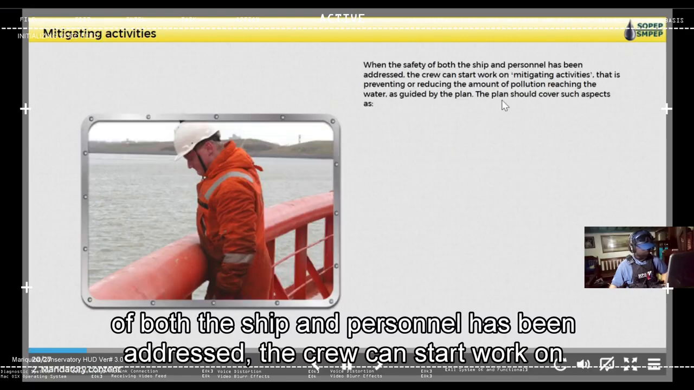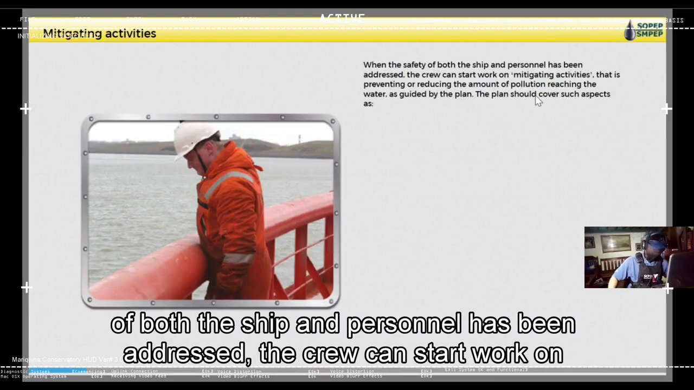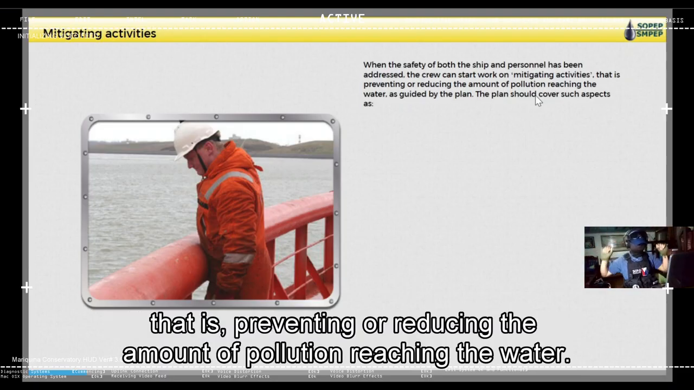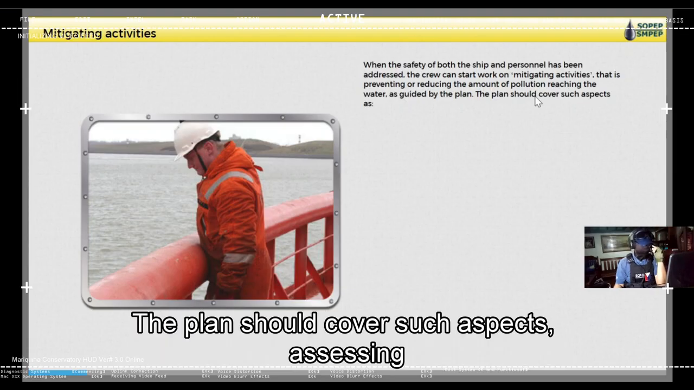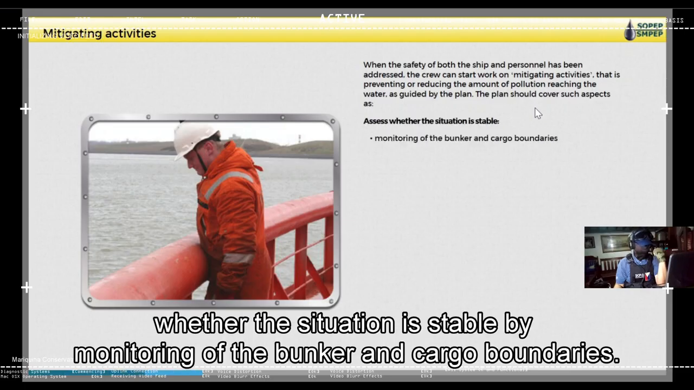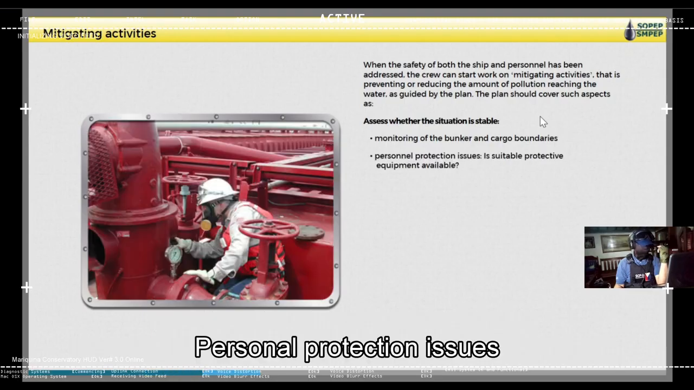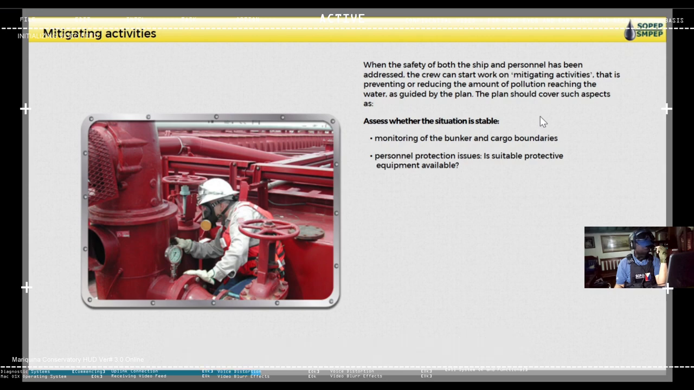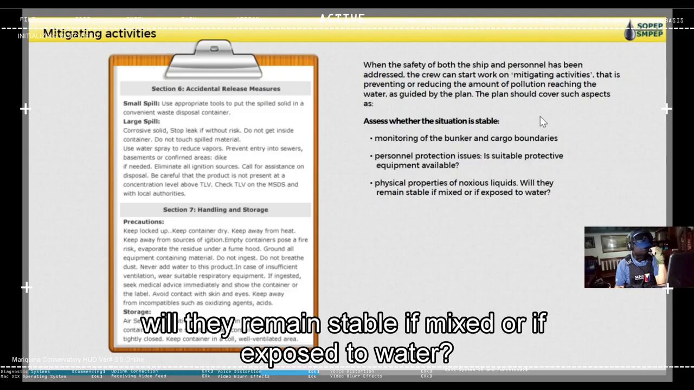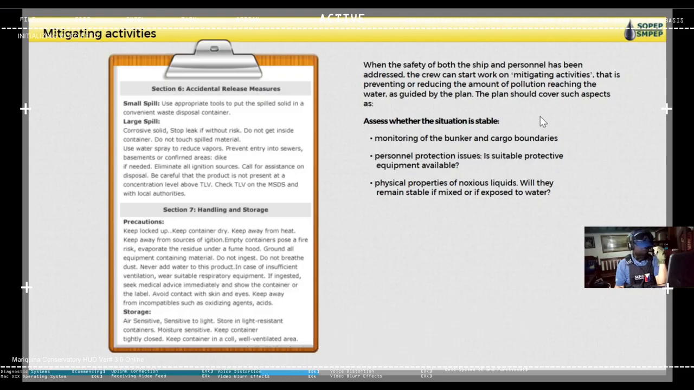When the safety of both the ship and personnel has been addressed, the crew can start work on mitigating activities. That is, preventing or reducing the amount of pollution reaching the water. The plan should cover such aspects as assessing whether the situation is stable by monitoring of the bunker and cargo boundaries. Personal protection issues. Is suitable protective equipment available? Physical properties of the noxious liquids. Will they remain stable if mixed or if exposed to water?